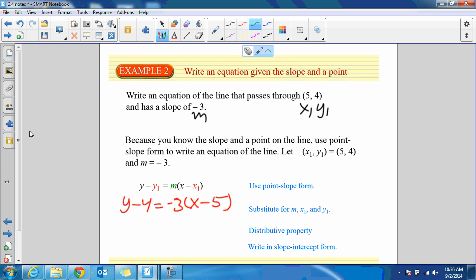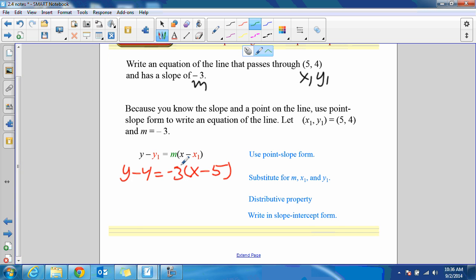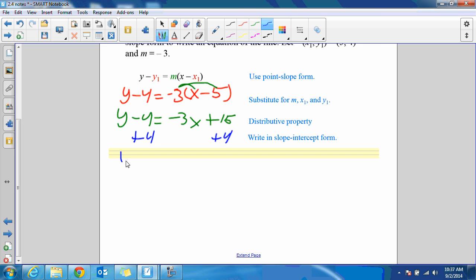From there, we're going to distribute. We get y minus 4 equals -3x. -3 times -5 is +15. And then from there, we're going to get y by itself by adding 4 to both sides. And we get y equals -3x plus 19. So that's one way to do it.